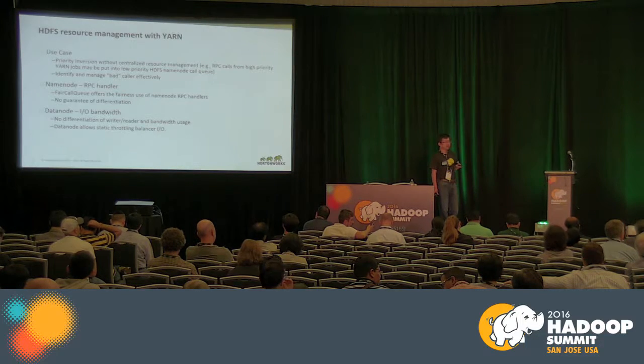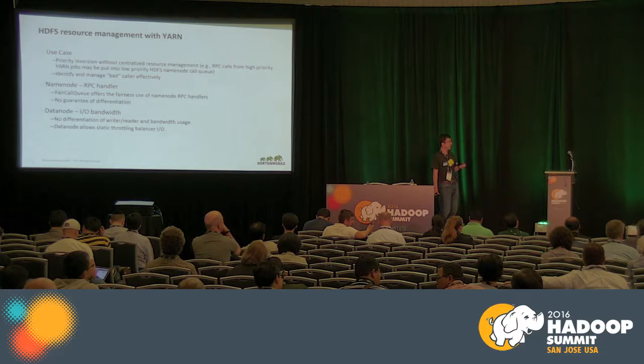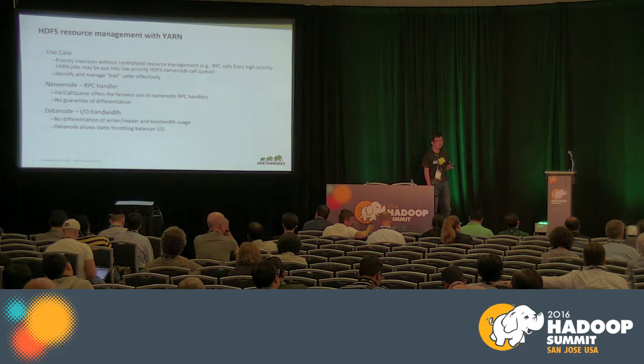And also, even with fair call queue, there is no guarantee for the differentiations. So the decayed RPC scheduler will decay the call count. So eventually, even intensive callers may come back and surface as high priority users. And on the data node side, at the I/O bandwidth, currently there is no differentiation for the reader and the writer I/Os, and those including the disk and network.